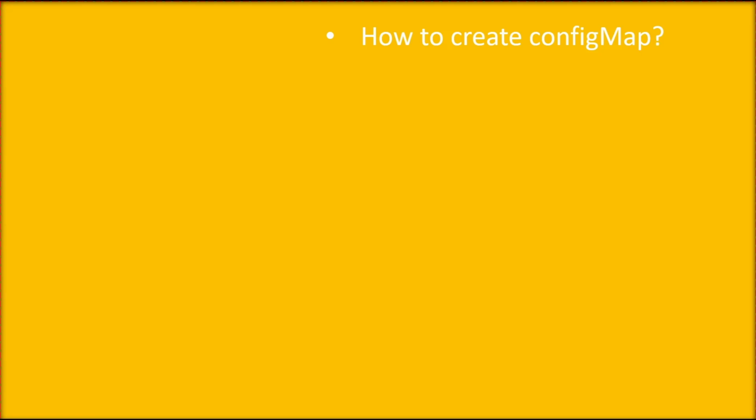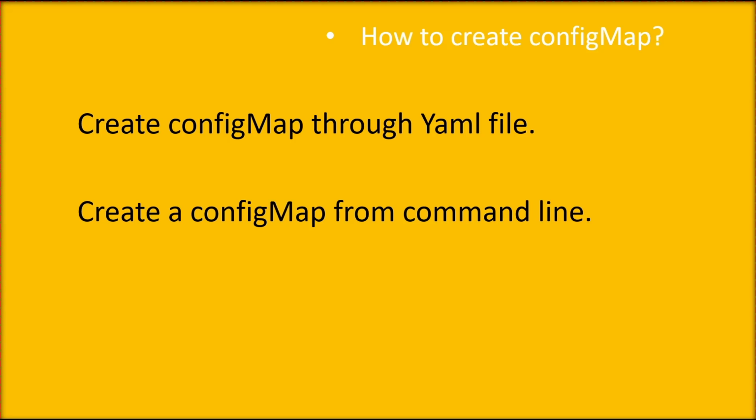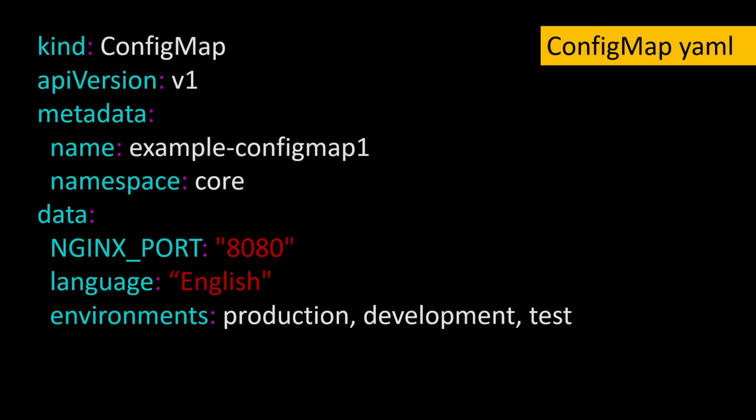How to create a config map? There are two ways to create a config map. The first one is through a YAML file, and the second one is from the command line. Let's explore the first one, that is, create a config map through a YAML file. In the config map YAML file, kind equals ConfigMap. Here C and M are capital letters. API version is v1.